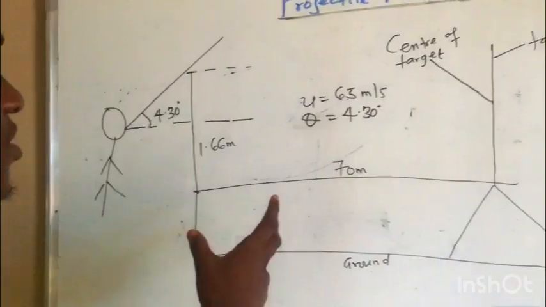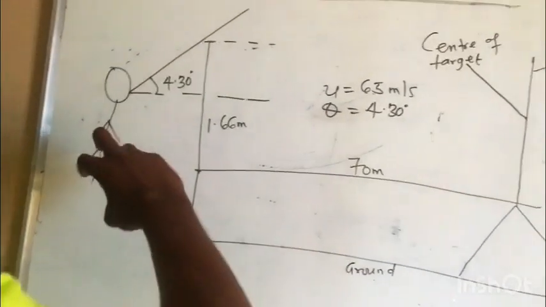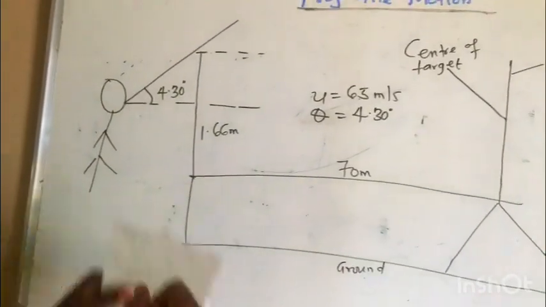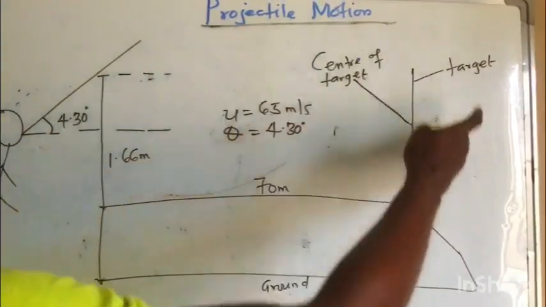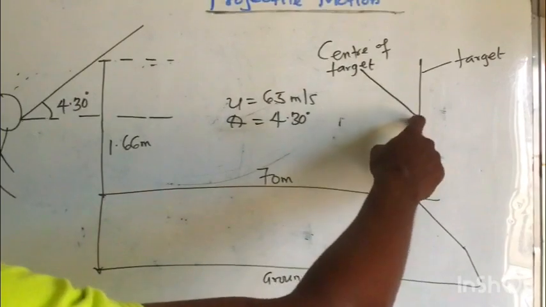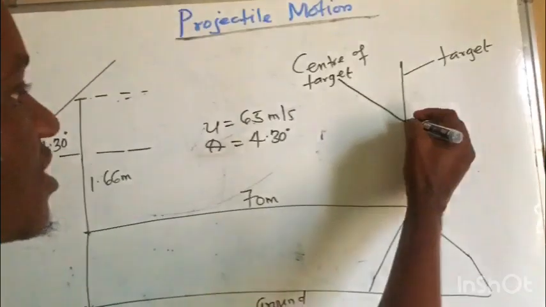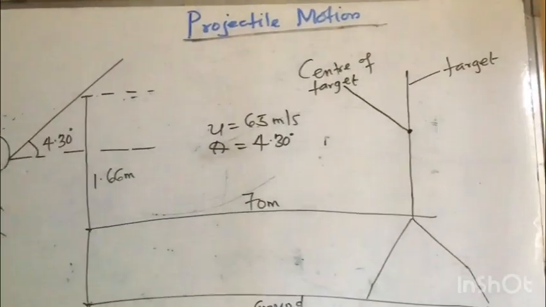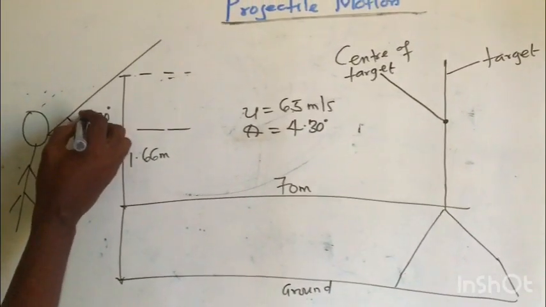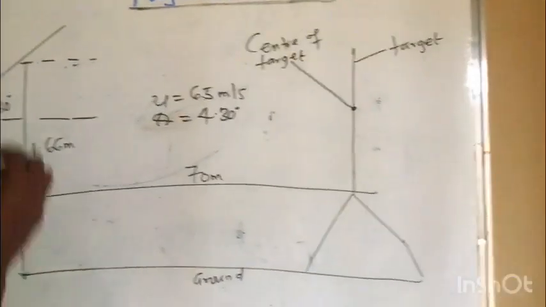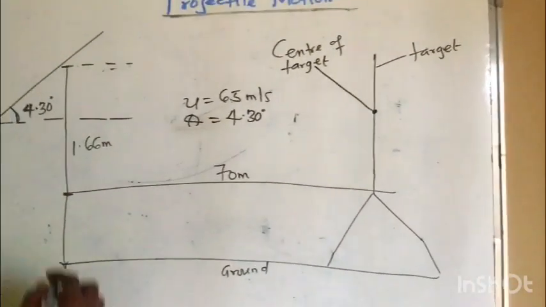The question that we are trying to solve today is a Cambridge question. It's like a man standing with an arrow trying to shoot at a target, but the center of that target is this point. When the man shoots that arrow, it is shot at an angle of 4.30 degrees, and the height above the ground is 1.66 meters.